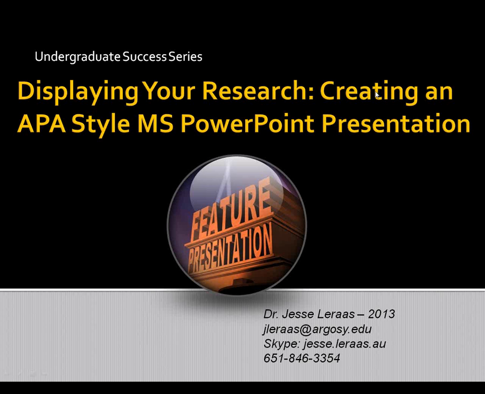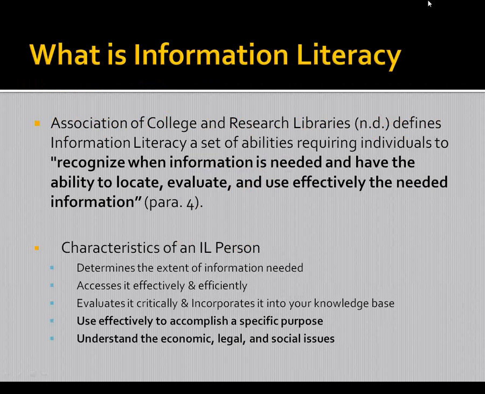As I mentioned earlier, this webinar will cover PowerPoint presentations. If you've listened to any of my presentations up to this point, one thing that I've covered is the idea of information literacy. Information literacy is the ability to locate, evaluate, and use information effectively. There are 5 characteristics of an information literate person. This evening we will be talking about the last 2 characteristics: effectively accomplishing a specific purpose, in this case using information in a PowerPoint presentation, and understanding the economic, legal, and social issues, essentially making sure that you cite the information that you have in your PowerPoint presentation.